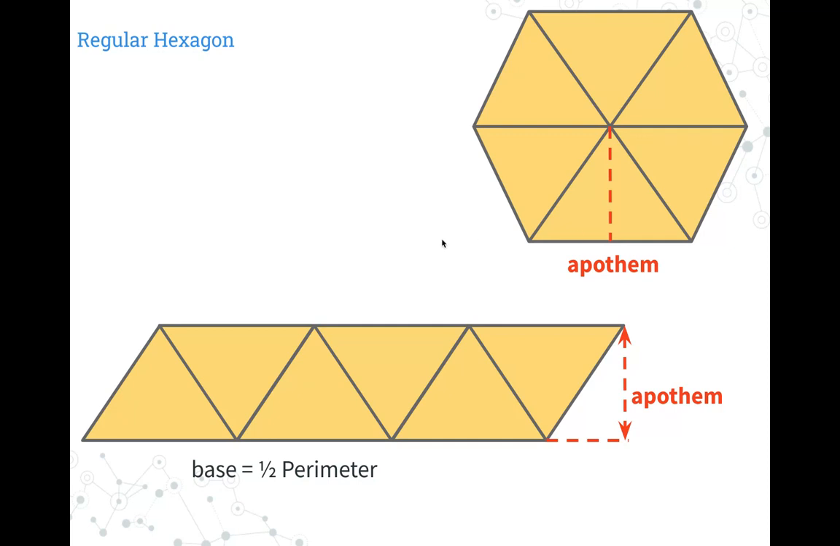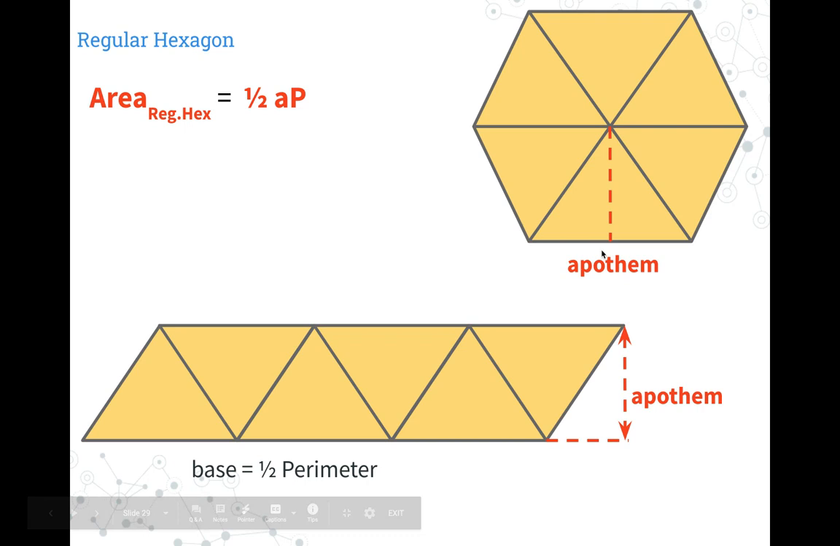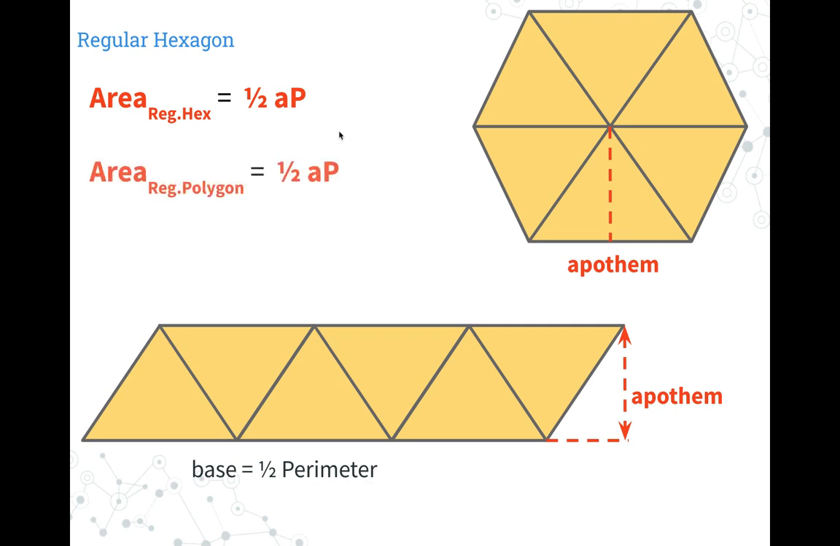So what does that mean? That means that the area of a regular hexagon is 1/2 the apothem times the perimeter, or technically 1/2 the perimeter times the apothem, but you're going to see the formula in the textbook represented this way, 1/2 apothem times perimeter. And it turns out that the area of any regular polygon, even if it's not a hexagon, is also 1/2 the apothem times the perimeter.